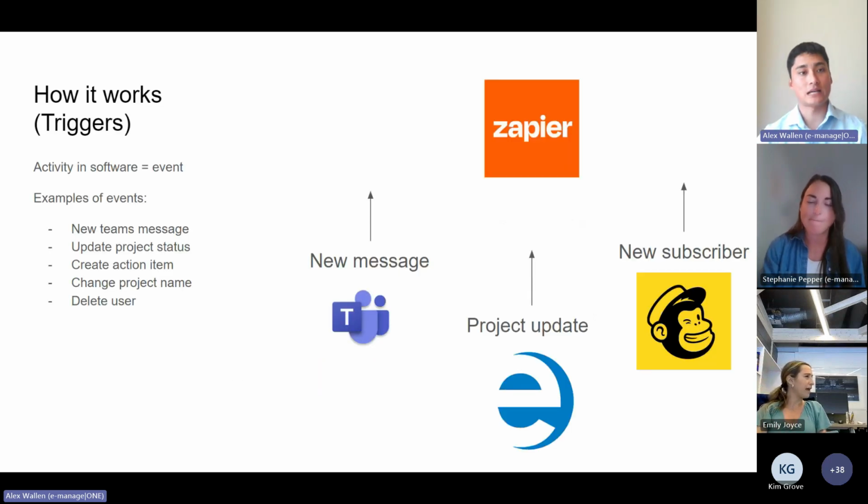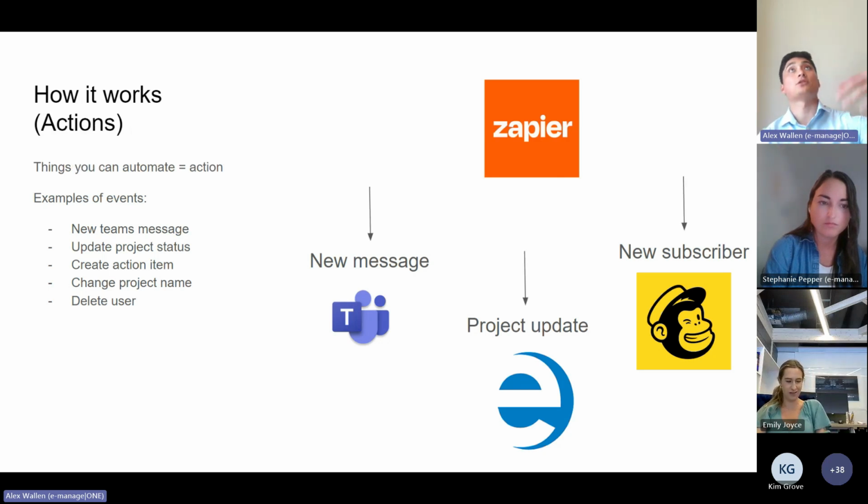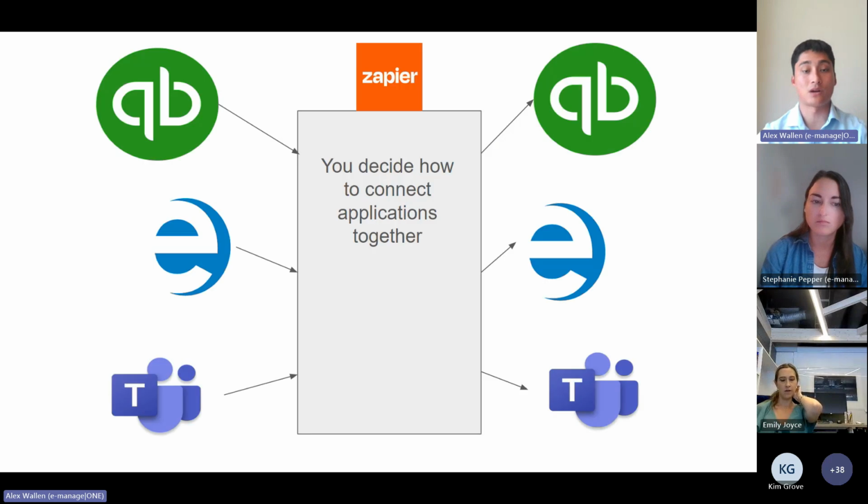So just to recap how everything works, events in any software are called triggers. We can use Zapier triggers to automatically perform actions in different software. For example, a new message, a new project update, or a new subscriber in MailChimp. But Zapier is the integration platform that facilitates it all, and we're not integrated.